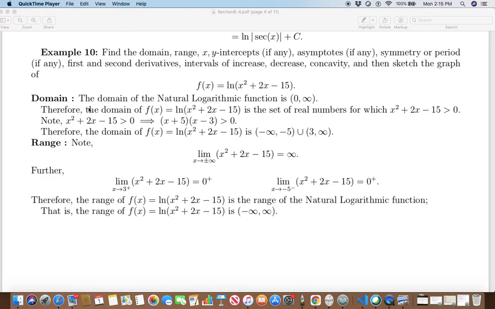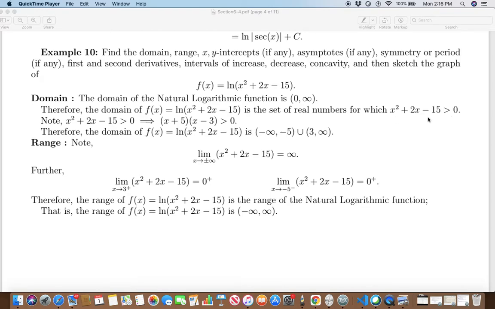What's the domain? Well, the argument of natural log must be positive. In other words, the domain of the natural logarithmic function is the open interval 0 to infinity. Therefore, the domain of f(x), that is natural log of x squared plus 2x minus 15, is the set of those real numbers where the argument is greater than 0. The expression inside must be greater than 0.